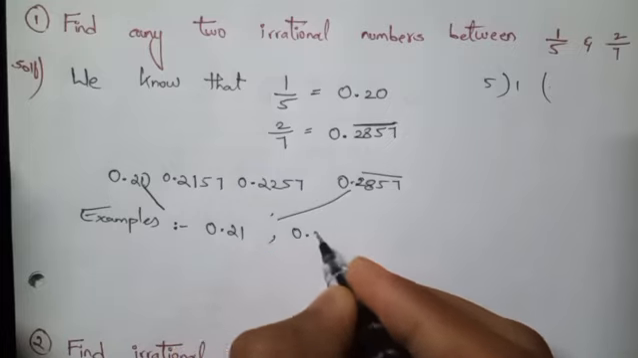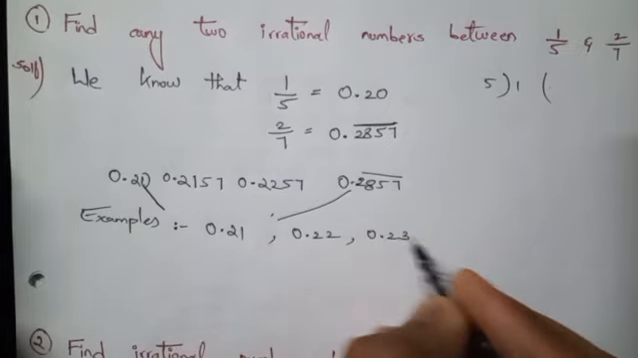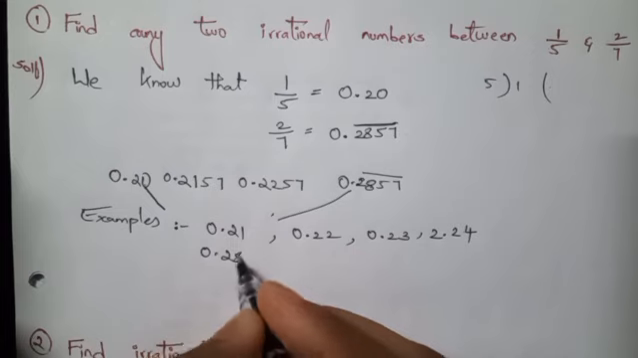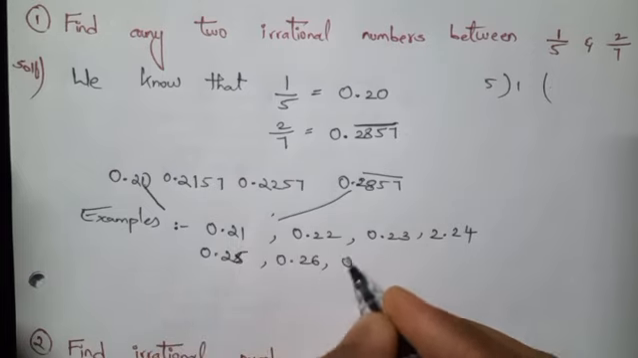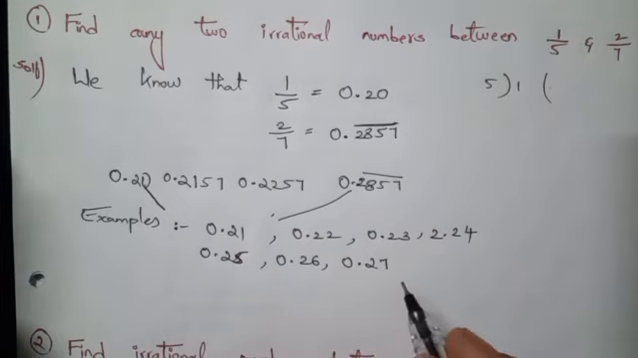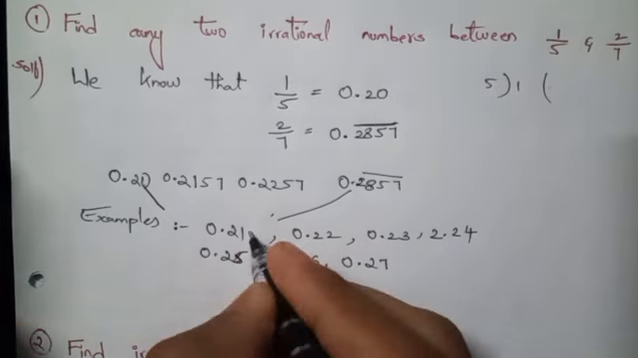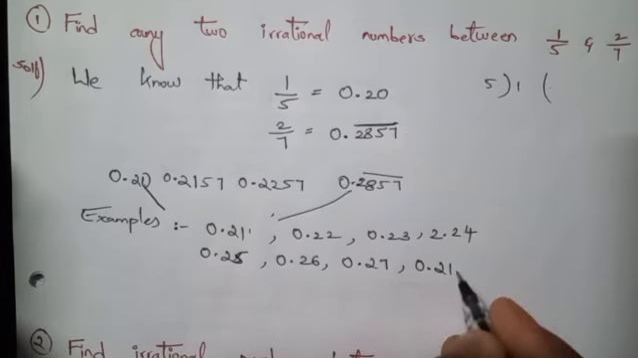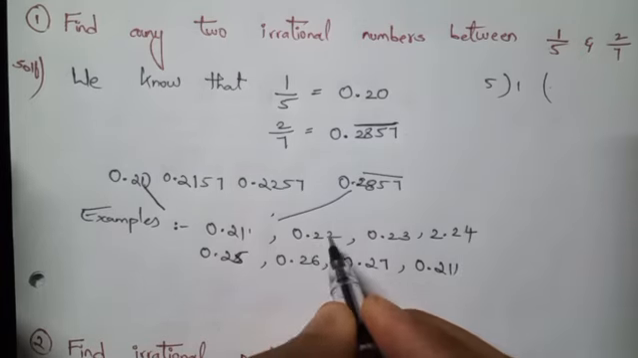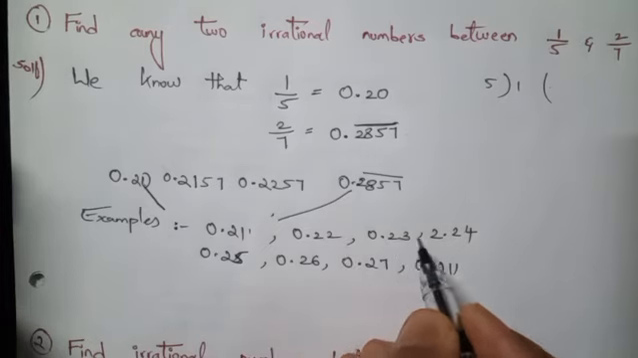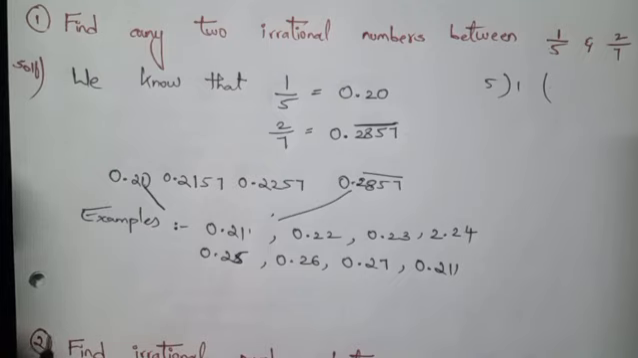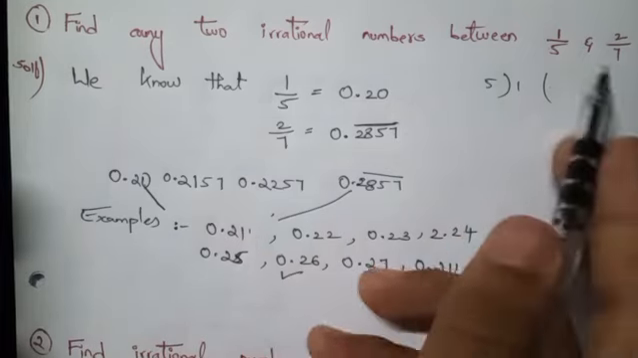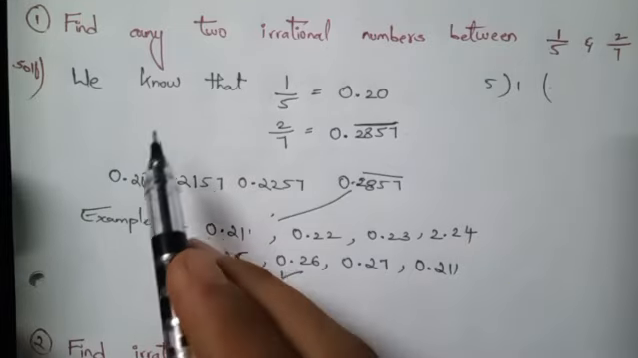0.21, 0.22, 0.23, 0.24, 0.25, 0.26, 0.27. Till then you can write any numbers. You can increment this one and write here like 0.211, you can write 0.221, you can write 0.231, and so on. This is the method by which you can find irrational numbers between any two rational numbers.